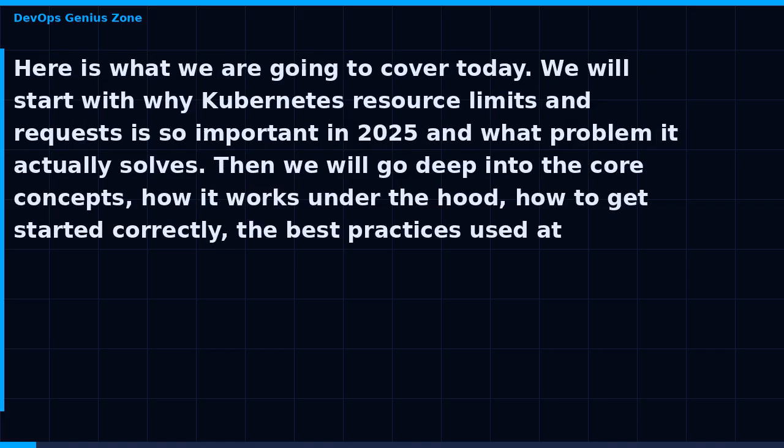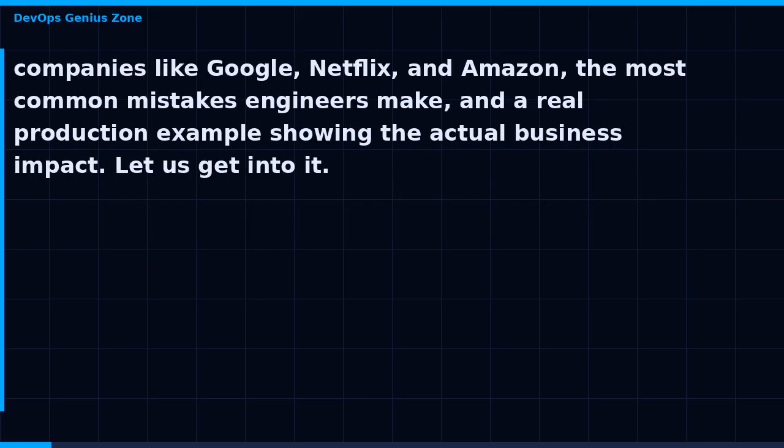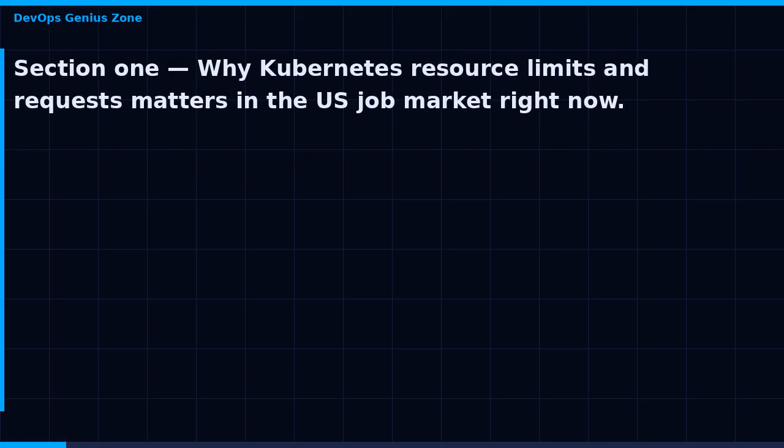Here is what we are going to cover today. We will start with why Kubernetes resource limits and requests is so important in 2025 and what problem it actually solves. Then we will go deep into the core concepts, how it works under the hood, how to get started correctly, the best practices used at companies like Google, Netflix, and Amazon, the most common mistakes engineers make, and a real production example showing the actual business impact. Let us get into it.